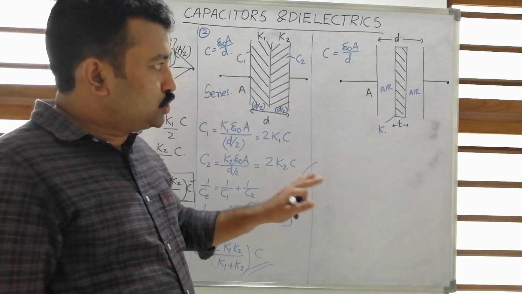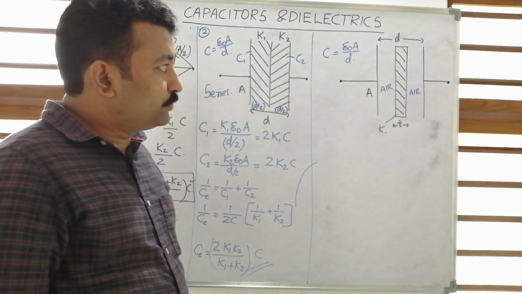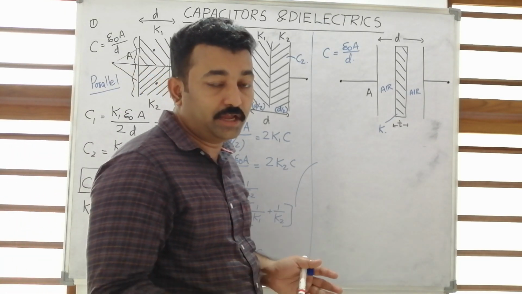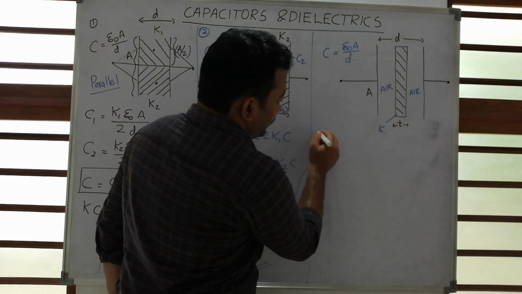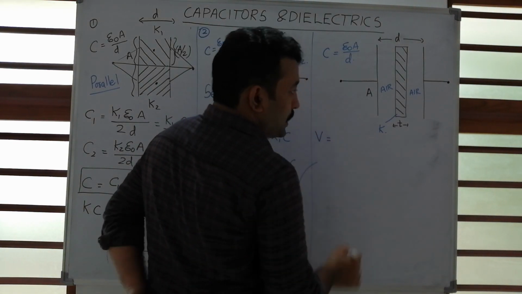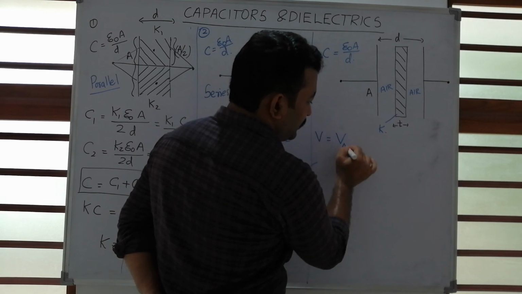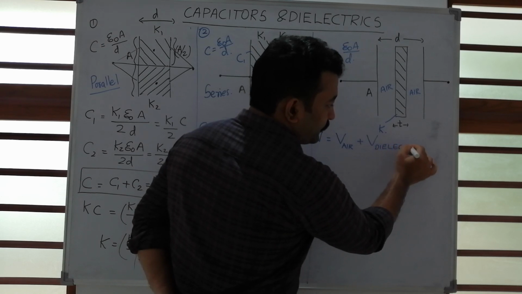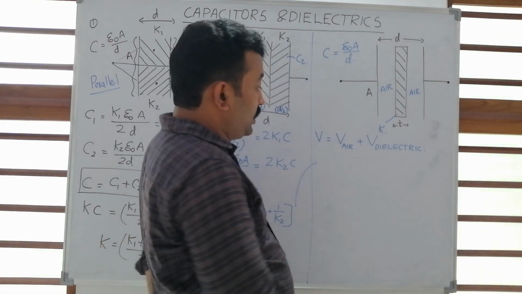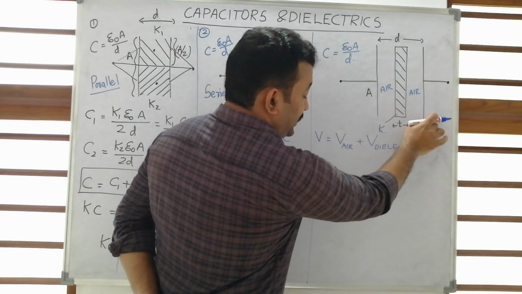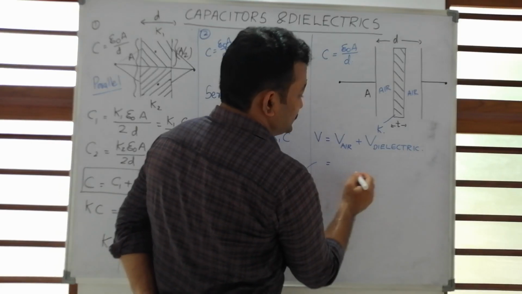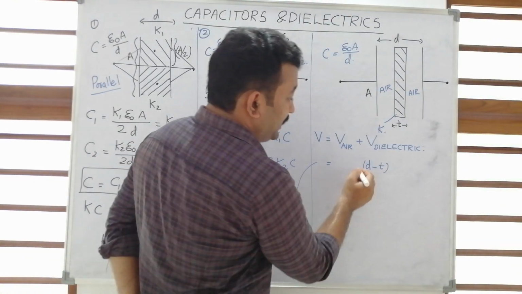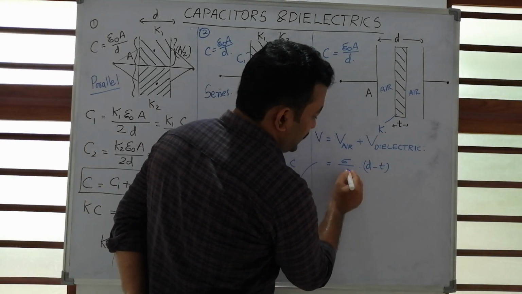So we have two specific regions, and we can say that the potential in these two different regions has to be analyzed. The total potential difference will be equal to the sum of the potential in air plus the potential in the dielectric. What is the length of the air part? The length of the air part is d minus t. And what is the electric field in that area? We can say that it is equal to sigma by epsilon 0.